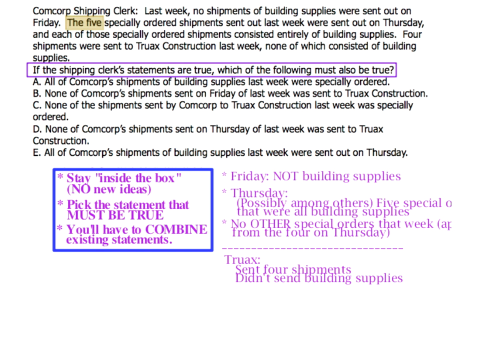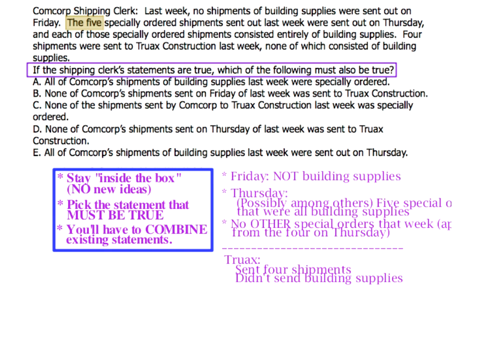Okay, so which of the following must also be true? We have to combine existing statements. So, okay, choice A, which was not so popular here. All of the shipments of building supplies were specially ordered. Well, what do we know about this? We do know that the shipments of building supplies on Thursday were special orders.